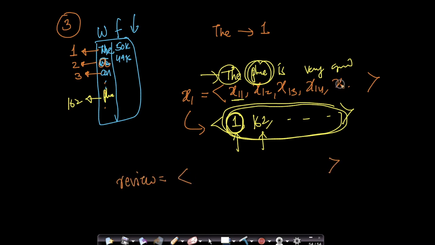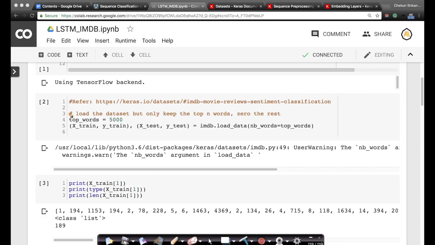But suppose I have a word here which has an index of, let's say, 5010. I'll simply skip it, because I said I want each of my reviews to be represented using only the first 5,000 words. If there is a word at a rank of 5001, I want to simply discard those words. Okay, number one.